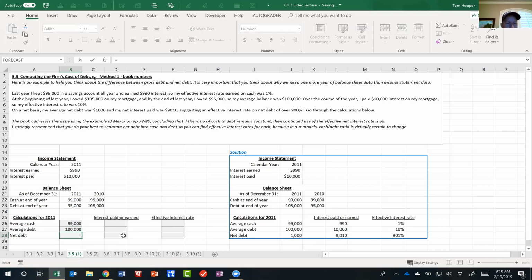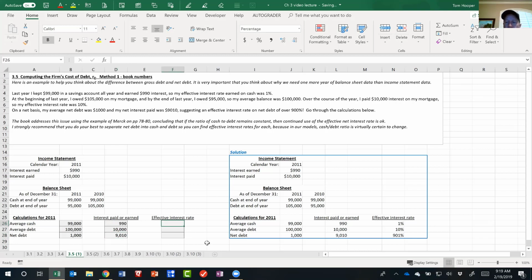And my net debt is only 1,000. It's my debt minus the cash I could use to pay off that debt. Then if I go back and look at the interest that I earned on that cash, it would be the interest earned. The interest I paid on the debt is the interest paid. And then the net interest, if you will, is one minus the other. So on a net basis, I paid about $9,000 in interest.